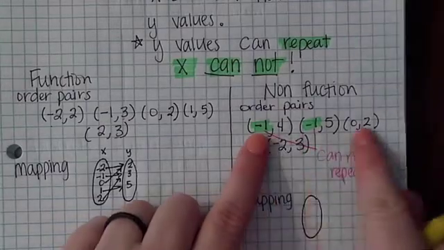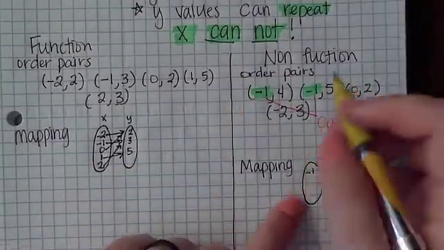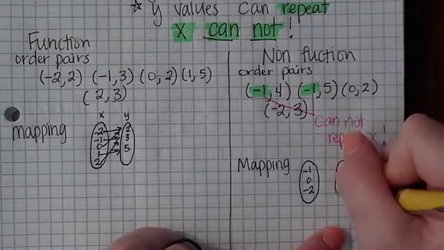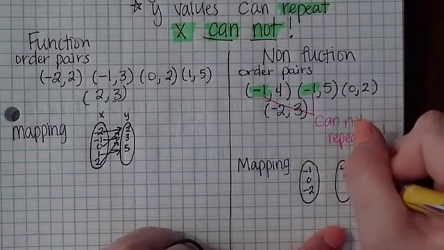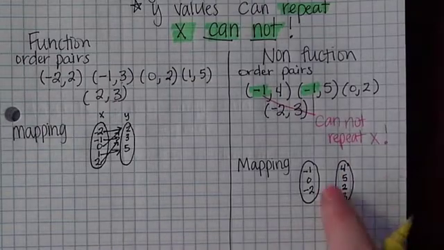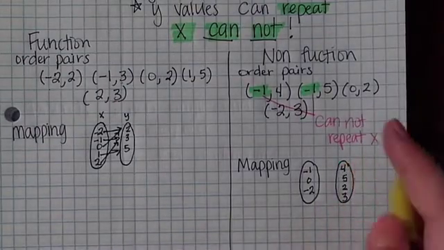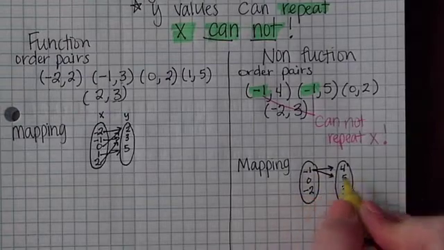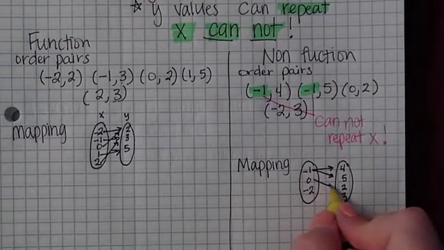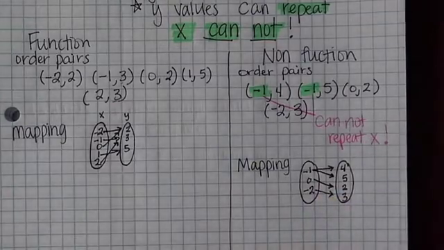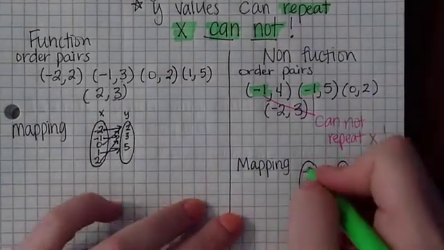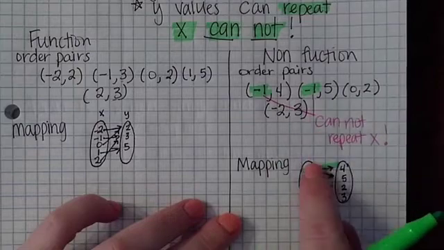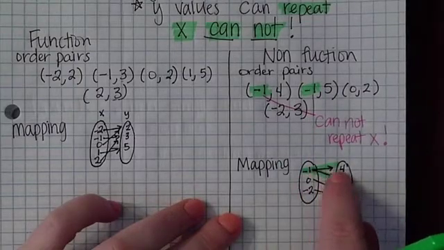We're going to use these values from up here. So I'm going to do -1, -1, I don't rewrite it, 0, and -2. Then I'm going to do 4, 5, 2, 3. And the order doesn't matter in mapping, just so you know. So -1 to 4, -1 also goes to 5, 0 goes to 2, -2 goes to 3. So this right here is what makes it a non-function. -1 repeated because there's an arrow going to two different numbers.